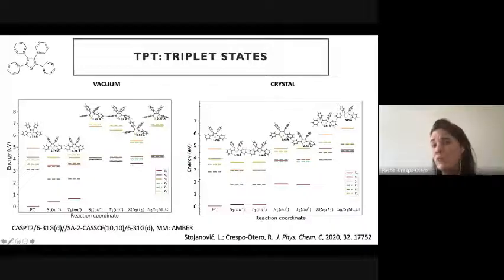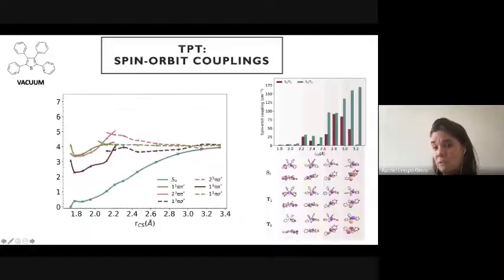What happens when you move to the crystal? The conical intersection, which for this kind of system is related to breaking of the carbon-sulfur bond, is not accessible anymore. It's restricted because of the presence of atoms in the environment of the system. However, the crossing between the singlet and the triplet, which shows a shorter intermolecular distance, is still accessible. So that could be one of the reasons why this system shows a completely different behavior.